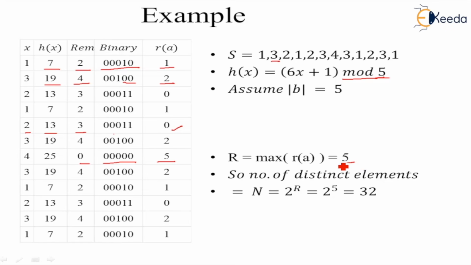So the number of distinct elements n is equal to 2 raised to power R. The value of capital R is 5, so 2 raised to power 5 gives the value 32. So there are 32 distinct elements present in this. But this is the value we got through only one hash function. We should have k hash functions in FM.